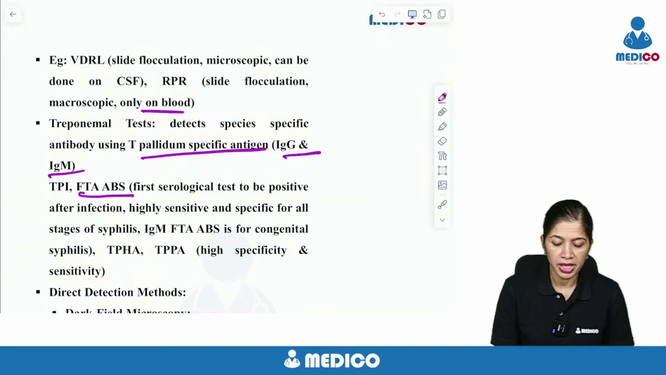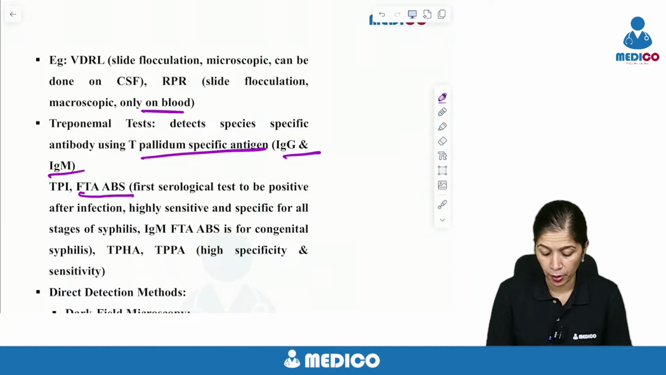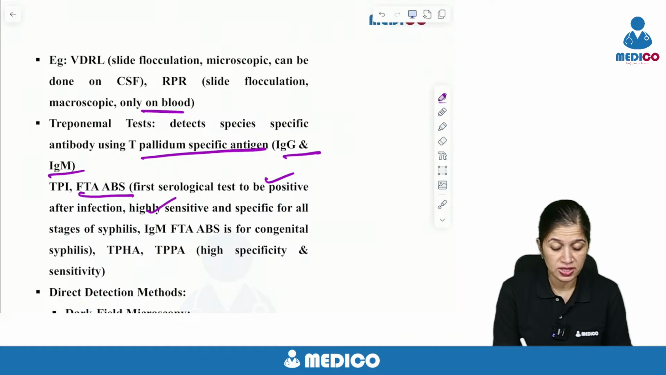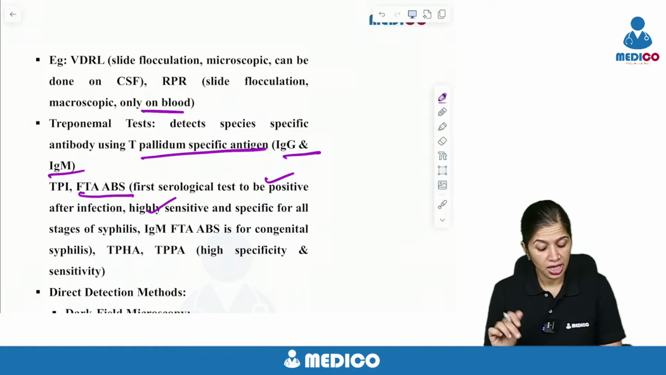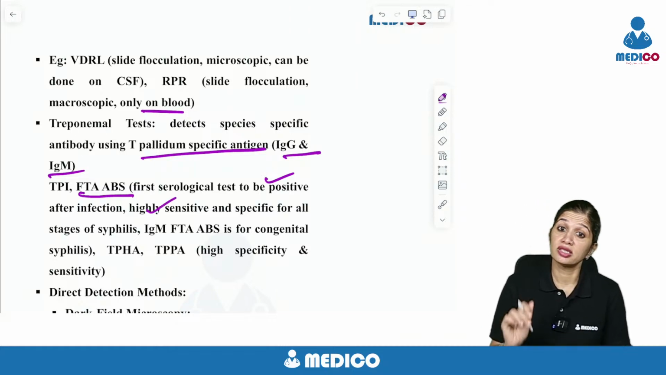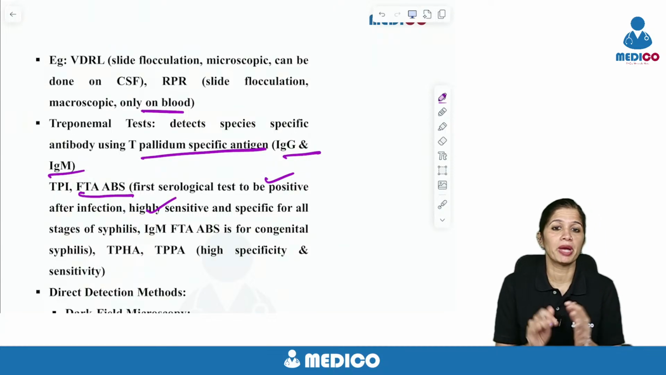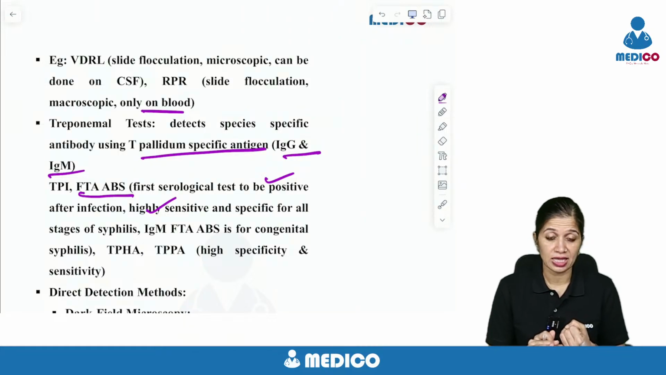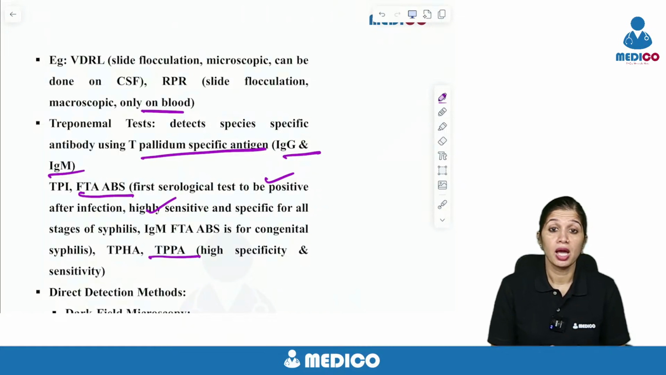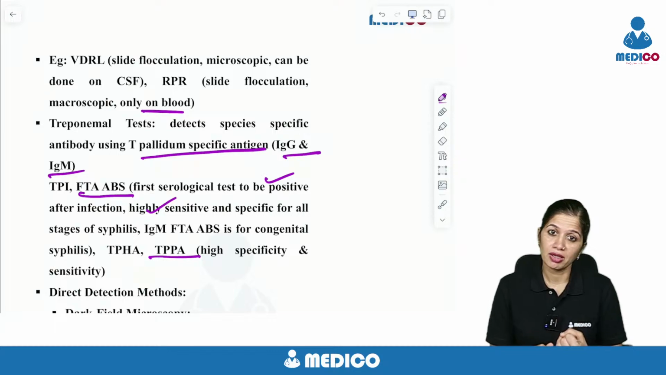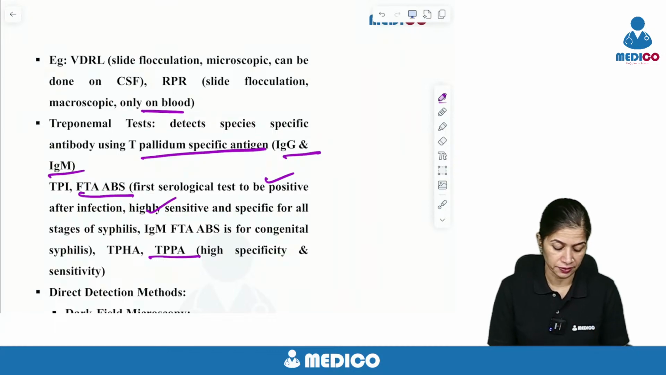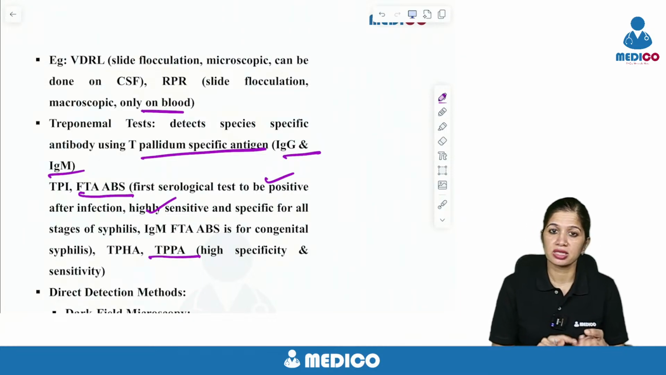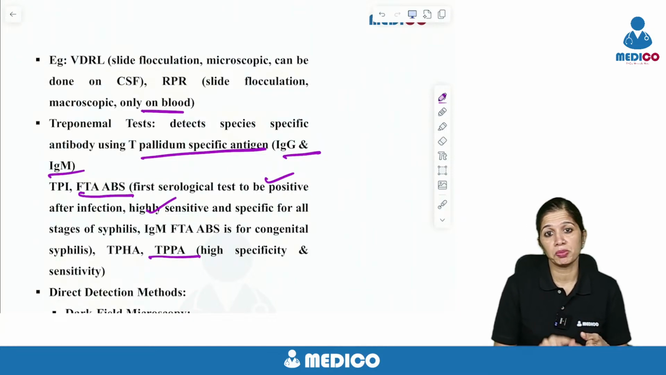Now FTA-ABS is the first serological test to become positive after infection, highly sensitive and specific for all stages of syphilis. IgM FTA-ABS can be used to diagnose congenital syphilis as well. So it's one of those best tests for syphilis. Another test which is highly specific and highly sensitive is a Treponema pallidum particle agglutination assay. So TPPA is also highly specific and sensitive. So non-treponemal test is VDRL and RPR, and treponemal test is FTA-ABS, TPI, TPHA and TPPA.